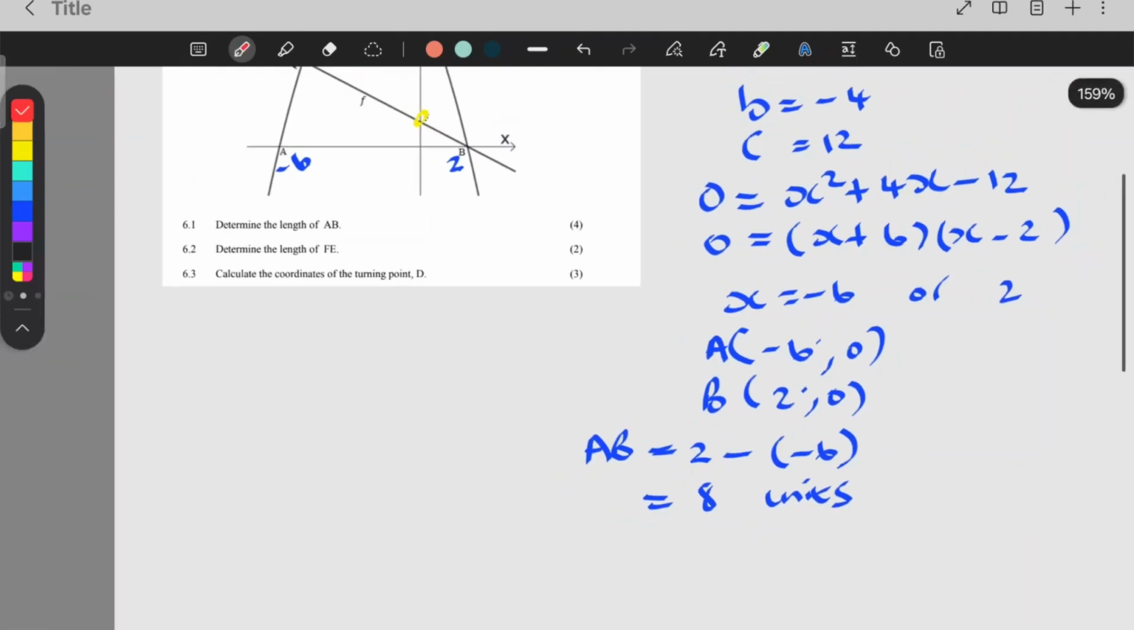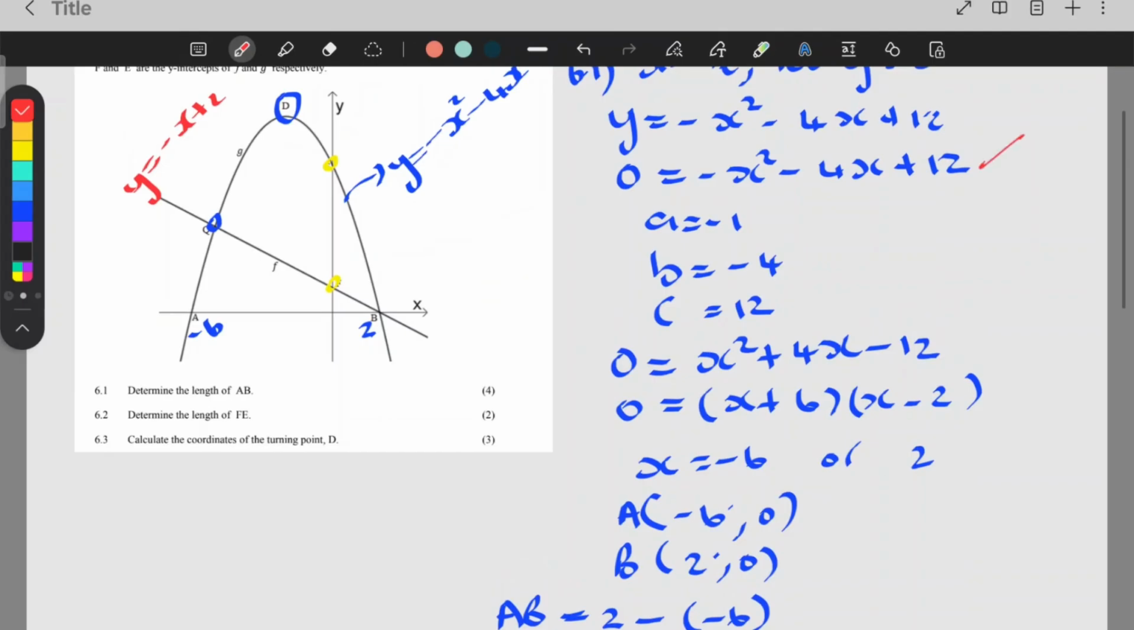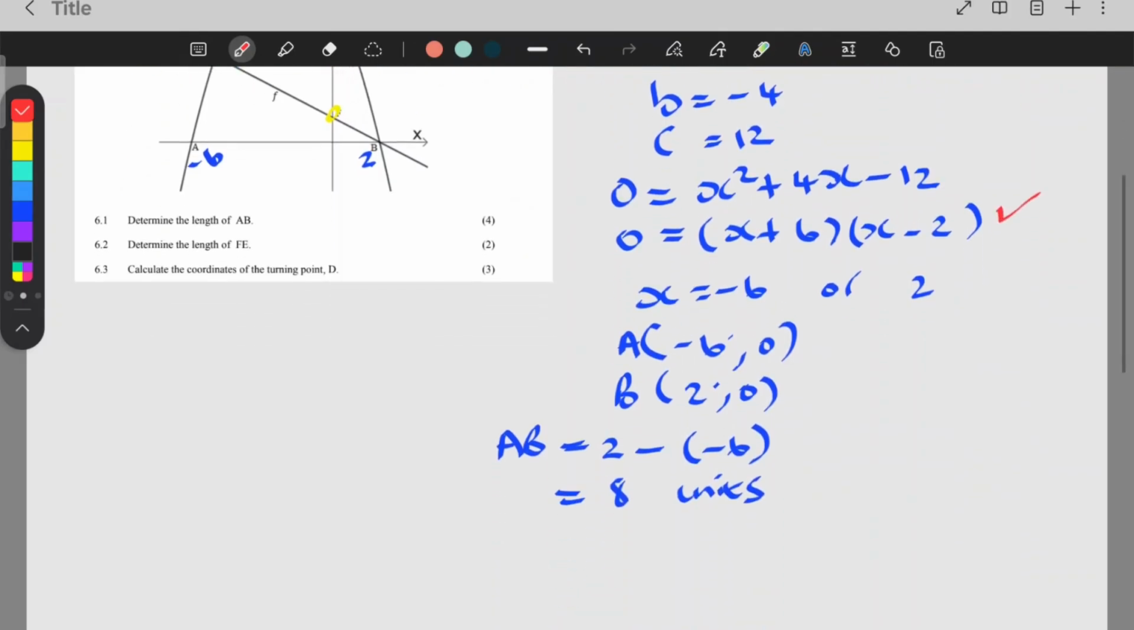So let's see, how did they mark this question? For making the equation equal to 0, that is a mark. Then for factorizing or using the formula, that's a mark. Then for working out the x-intercepts, that's a mark. And for the length, that's a mark. And that's how you would get 4 marks according to the memo.